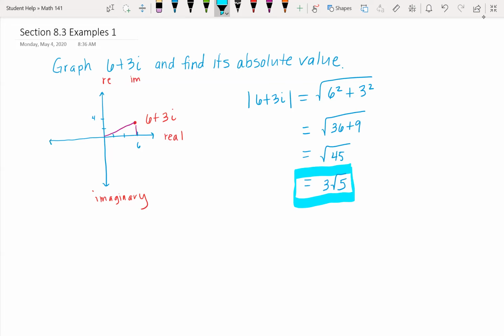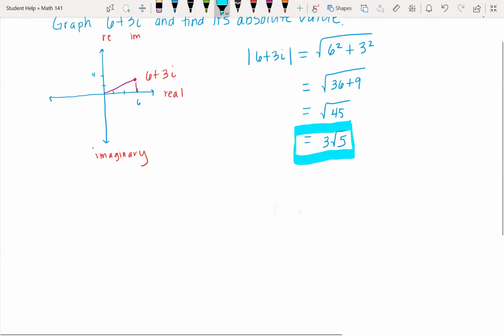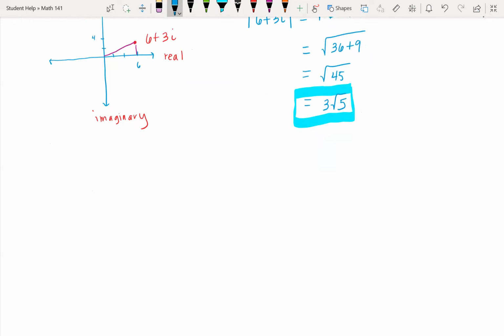Eventually we'll put this in the context of vectors. So let's do a second example like that. Let's graph negative 2i and find its absolute value.